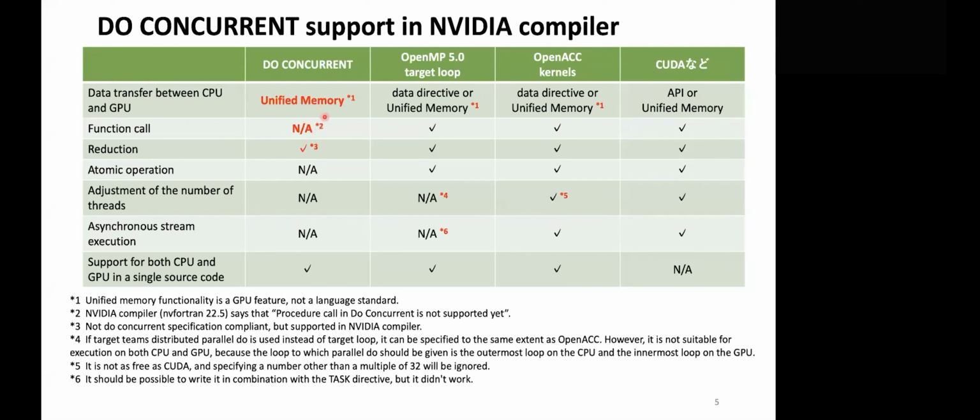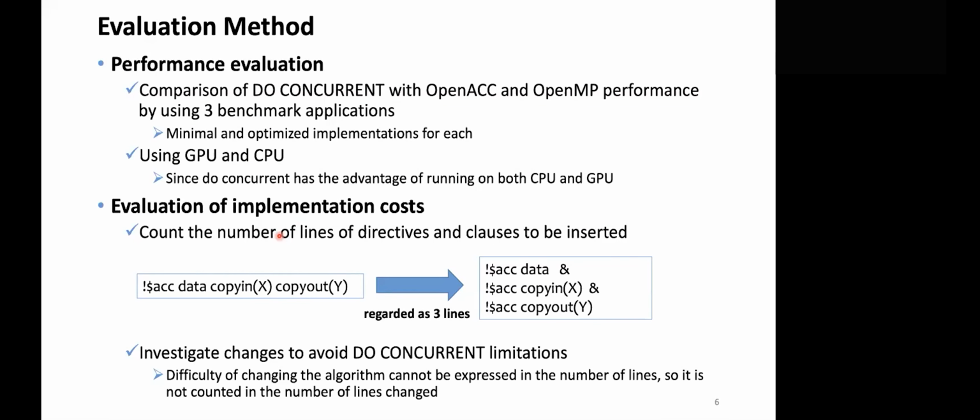The call of a pure function, which should be possible according to the specification, is not possible in NVIDIA HPC SDK 22.5. On the other hand, it is possible to parallelize a reduction loop, which is not in the specification. As a major difference from OpenACC and others, the number of threads cannot be changed, and asynchronous stream execution is not possible. To evaluate DO CONCURRENT, three applications were implemented and compared to OpenACC and OpenMP.